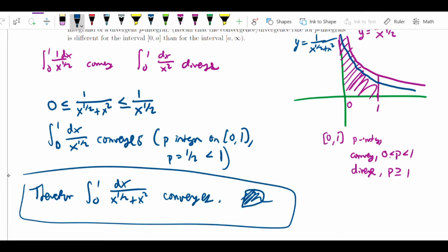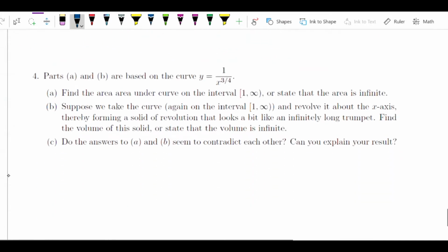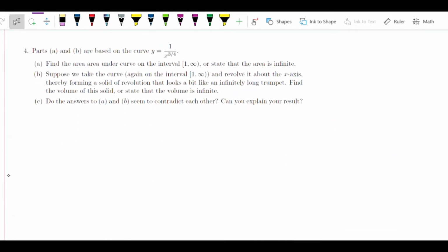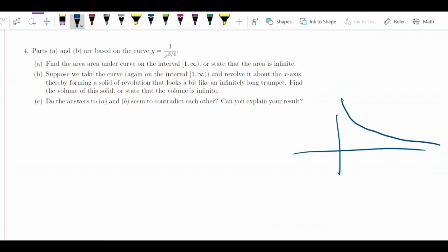Okay. Now let's go to number 4. This is one of the more interesting problems. I like this one. So let's consider the curve y equals 1 over x to the 3/4. This is another one of these curves that has this kind of shape. It's just the integrand of a p integral.